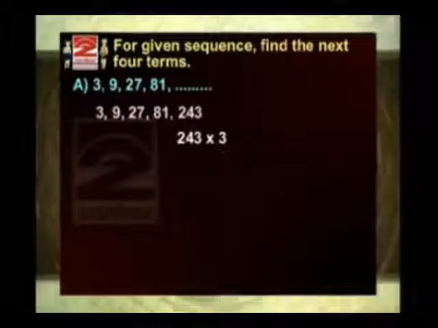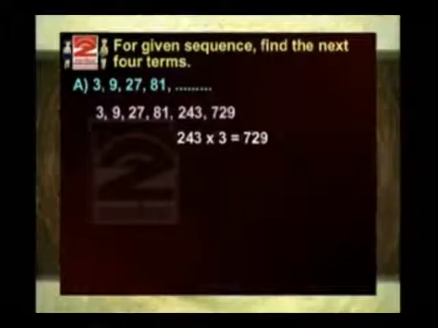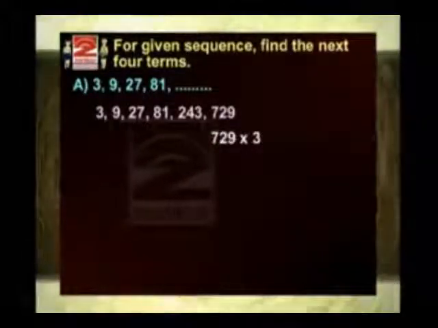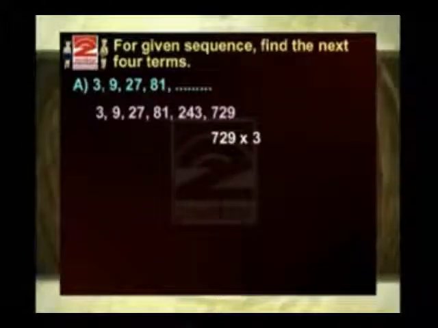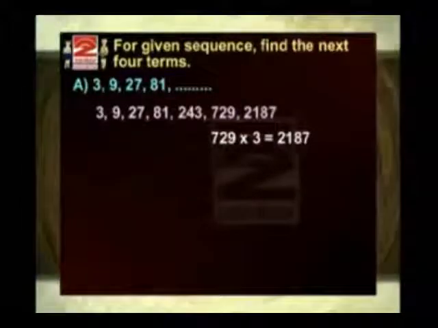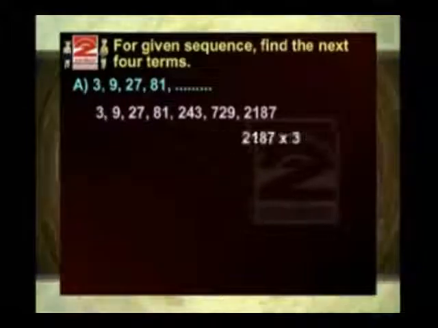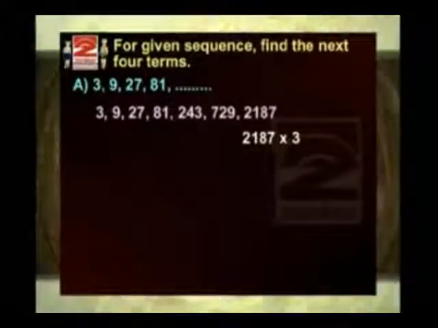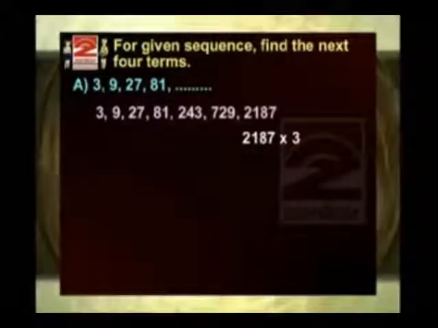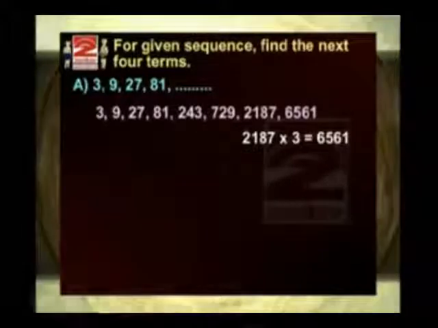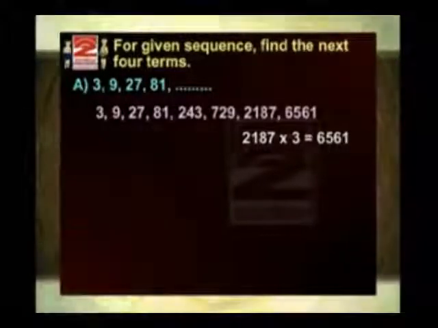243 into 3 is 729. 729 into 3 is 2187. And 2187 into 3 is 6561. Now the next sequence.